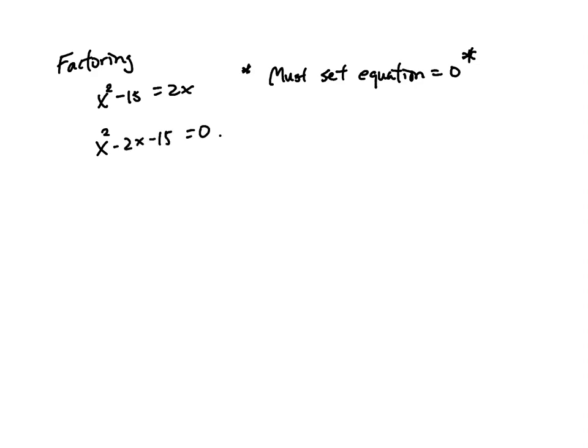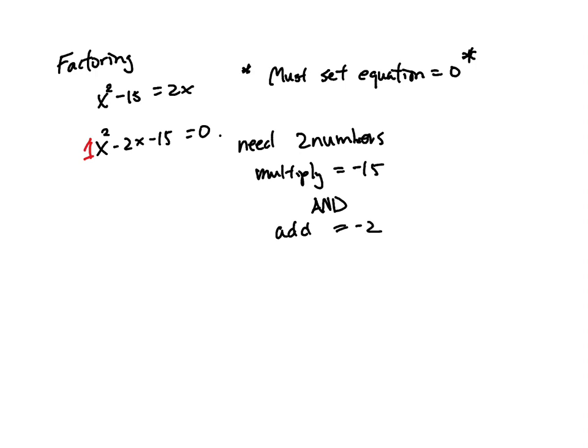Okay. And this part, so let's see if we can factor this. When the number in front of the x squared is 1, right? That makes your life pretty easy. All you have to figure out is which two numbers multiply to equal negative 15 and add to equal negative 2. Okay, that's all we need when the number in front of x squared is 1.